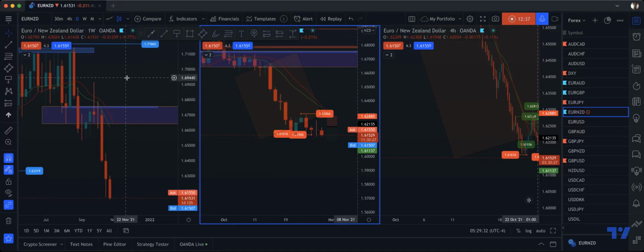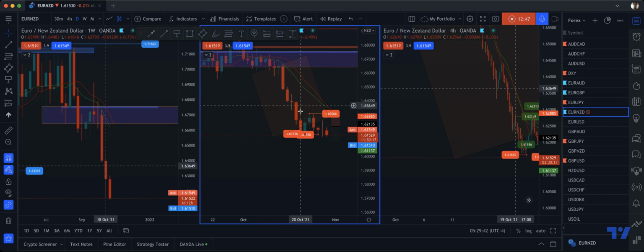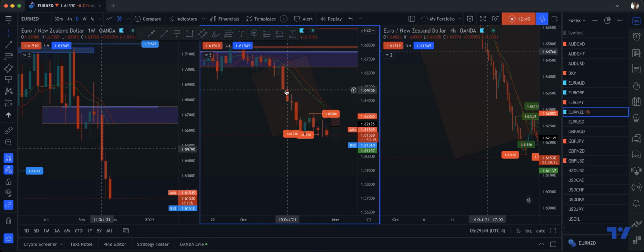Once again, price just falls, falls. Right, high volatility, high momentum. She's going. That is volatile. This is high volatility. Okay, high volatility right here.